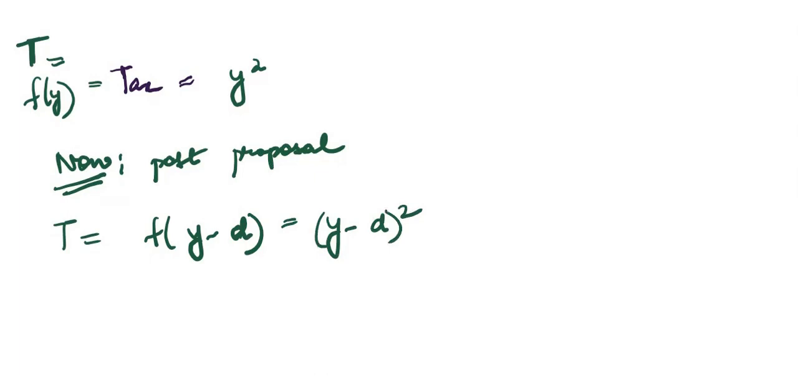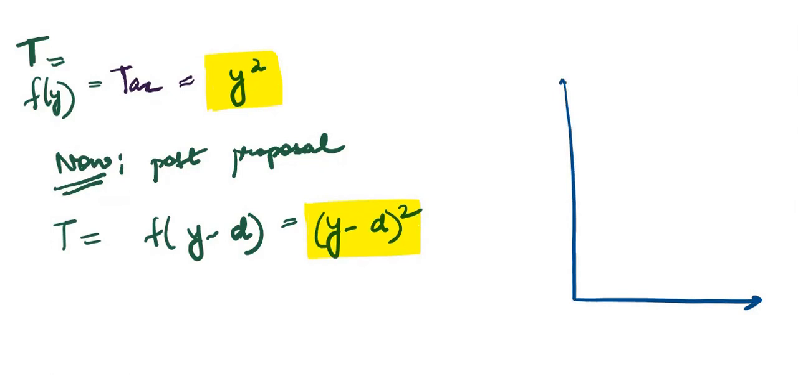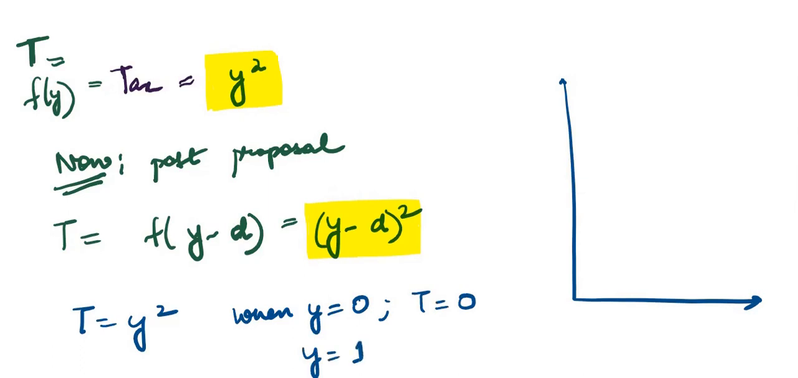Now I have to plot these two things. Earlier my tax was y square, and now my tax is y minus d whole square. This one. And now let's see what will happen. So supposedly, let's plot this out. If tax is y square, if I have to plot the equation t is equal to y square, then when y is 0, t is also 0. When y is 1, then t will be 1 square, and 1 square would be 1.